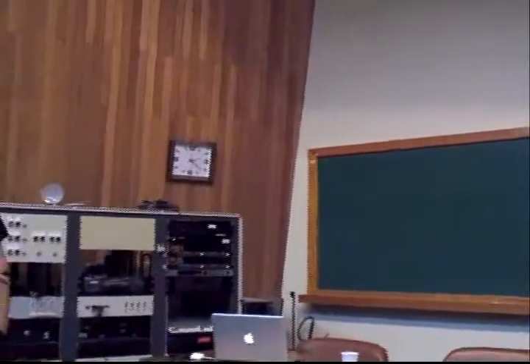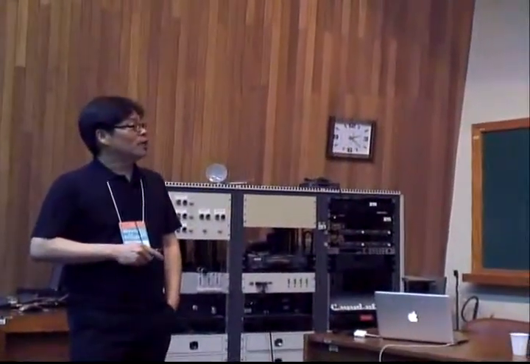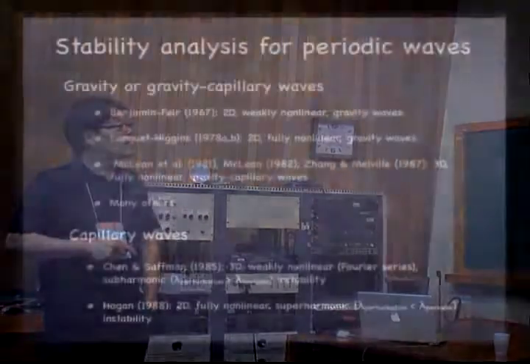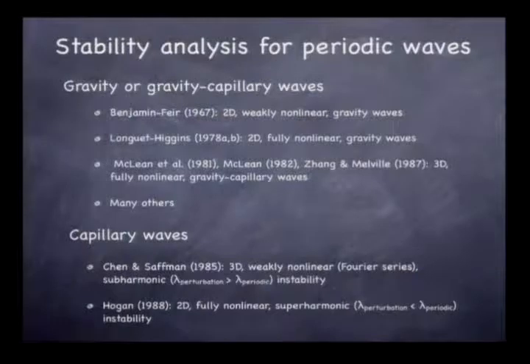Because to handle really overhanging waves, they had to use the conformal mapping, but they didn't do that because they were interested in 3D wave. So they only did weakly nonlinear analysis of harmonic equations. This is a paper of interest. This is 2D fully nonlinear superharmonic instability. And that's what is very relevant to us.